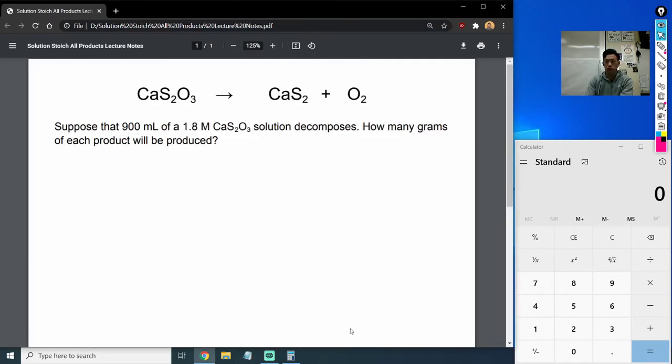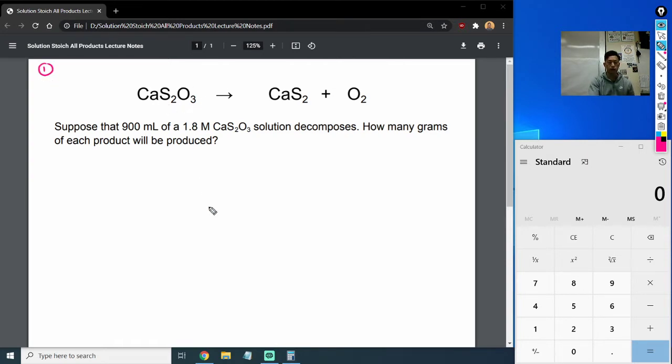Alrighty guys, so in this lecture we're going to continue with our solution stoichiometry lesson, but this time we're going to be looking for the mass of all the products, not just one of them, just like we did with regular stoich. So let's start off with step one. Step one, we want to start off by balancing this equation.